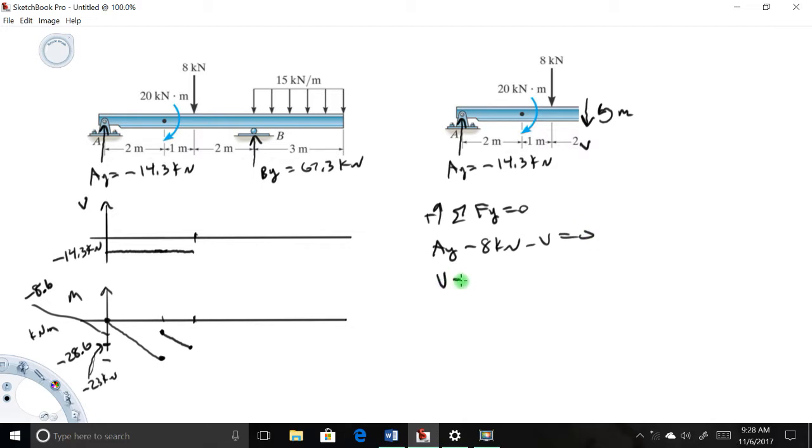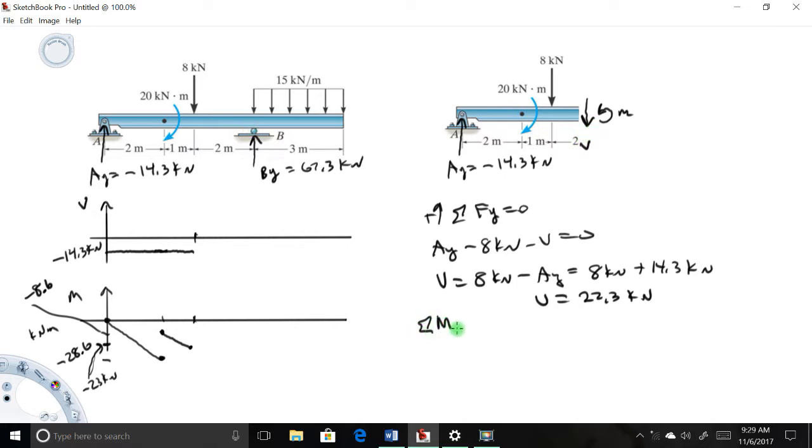So our shear now is going to be 8 kilonewtons minus AY. Now keeping in mind that AY is minus 14.3 kilonewtons, so that's going to be 8 kilonewtons plus 14.3 kilonewtons, just 22.3 kilonewtons. Okay, so here's my shear function, and again, this is going to be good from, let's see, x equals 3 to x equals 5. Now we'll start looking at our bending moment.